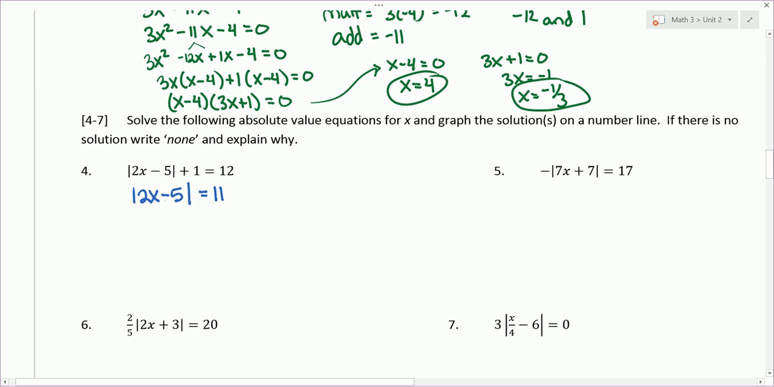At this point, we split this up into two parts. That 2x minus 5, when you take the absolute value of what number can give us 11? Well, the absolute value of 11 is 11, and the absolute value of negative 11 is also 11. So that 2x minus 5 could be a positive 11, and that 2x minus 5 could also be a negative 11.